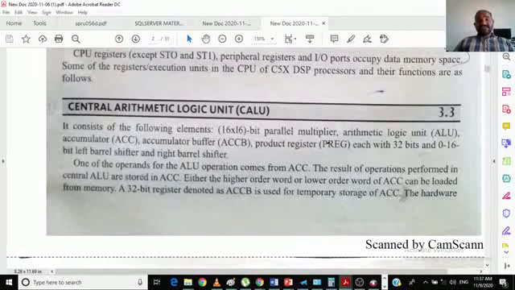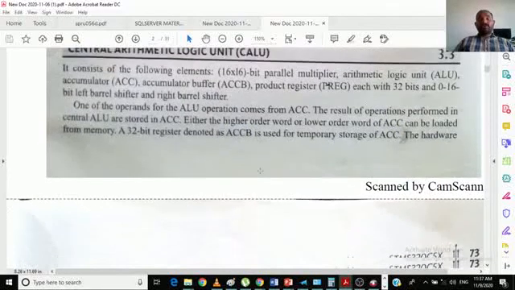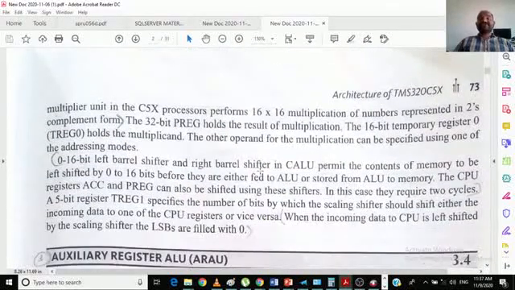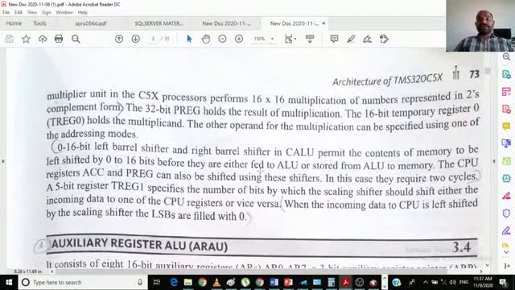One more thing is, this CALU has one more feature called the barrel shifter operation. Barrel shifting is just like a shifting operation only, but barrel shifters are designed with the help of combinational circuits, not sequential circuits. We are not going into those definitions; we are only noting that the CALU block supports the barrel shifting operation.